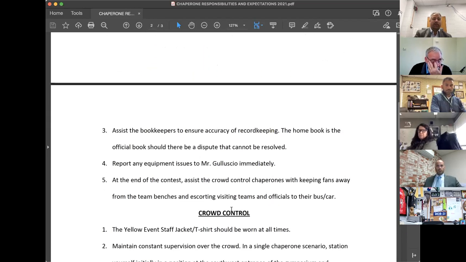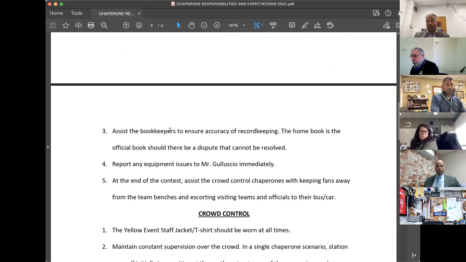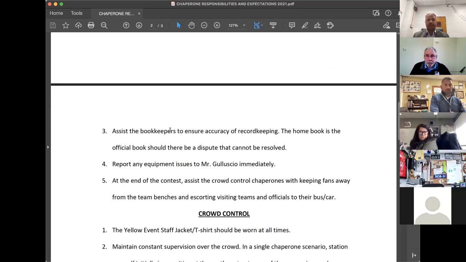Here we go, we got more. Assist the bookkeeper. We don't have adults on the book. We have our student volunteers on the book, but the scorekeeper's job as the adult at the table who's being paid is to assist with the accuracy. The home book is the official book. If there's an equipment issue, they have to let me know immediately so we can get it rectified. If we have a spare console for our scoreboard, et cetera, all those things are stored in places where they don't get lost or misplaced, so we can get that out right away. And at the end, they're to assist the crowd control chaperones with keeping the fans away from the team benches and the escorting of teams and officials.